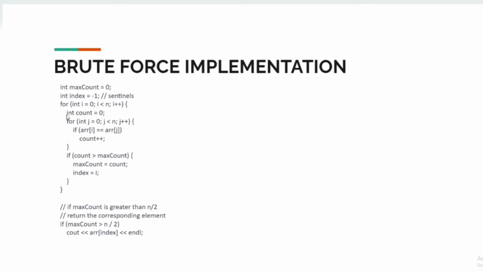Now this is the first loop, the ith loop. Inside it we initialize count equals to 0. This count refers to each element that I will be referring to. After that we will start the jth loop. Inside j we will check if arr[i] equals arr[j], and we will just increment count.